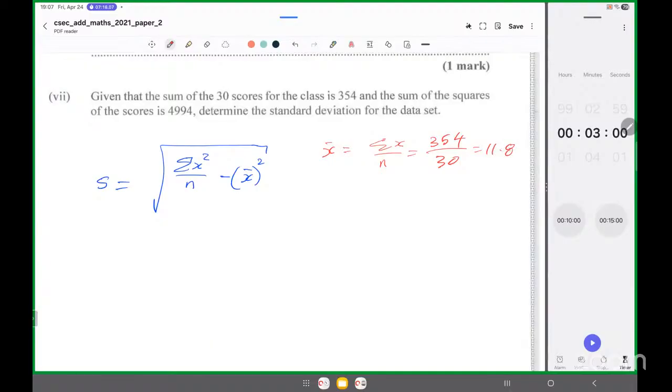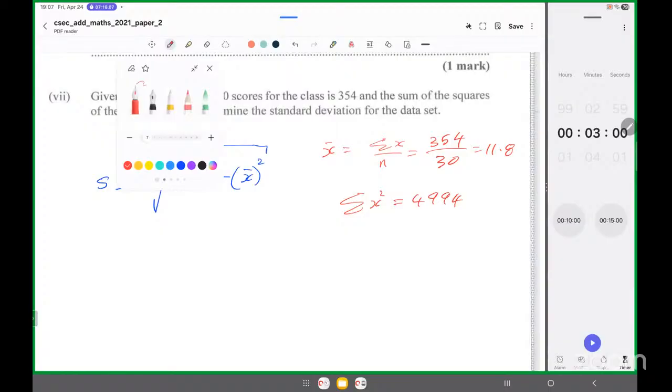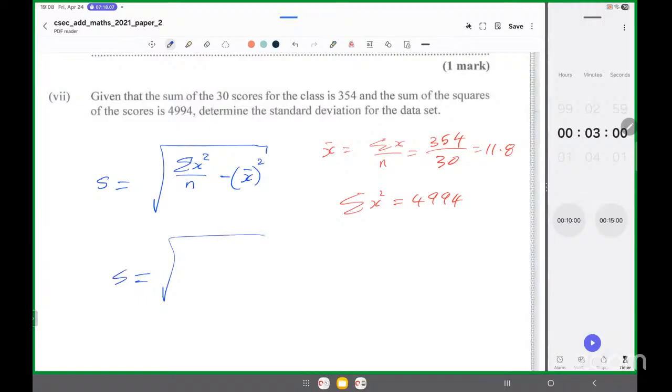And they tell you that the sum of the squares, which is this, that's what they just gave us, is 4994. So you put those values over here. The standard deviation becomes the square root of the sum of the scores squared, 4994, over the number of scores, 30, minus the mean, which is 11.8, squared. Put that in the calculator. Tell me what I get.